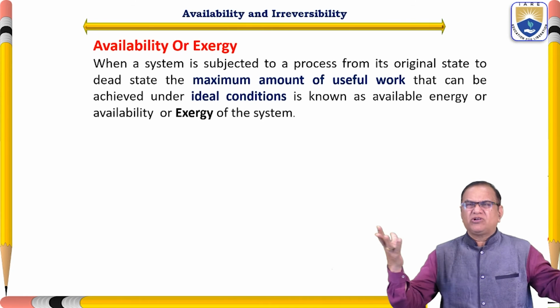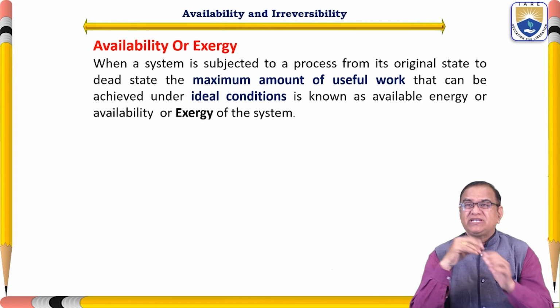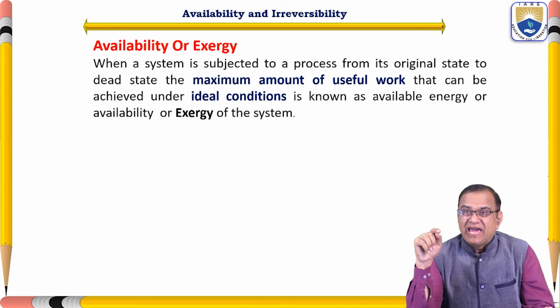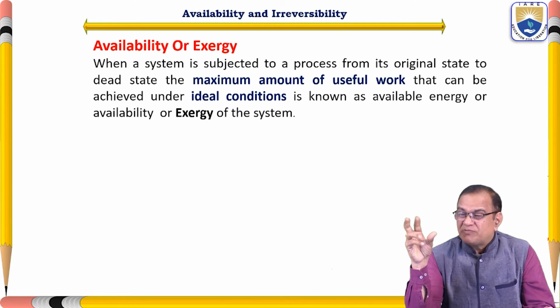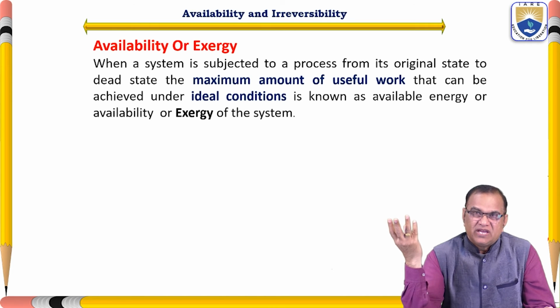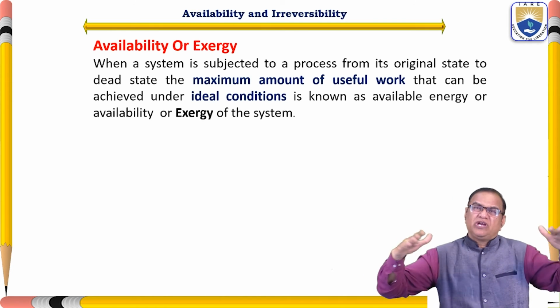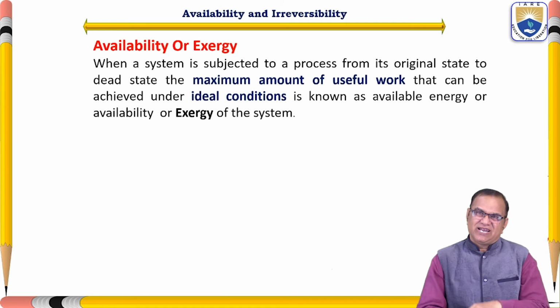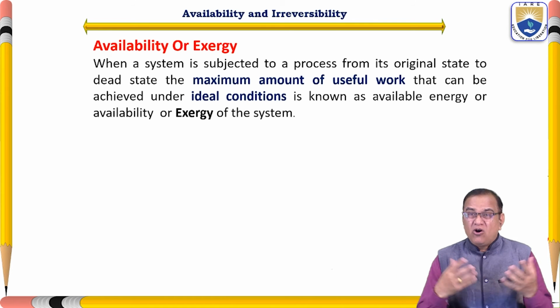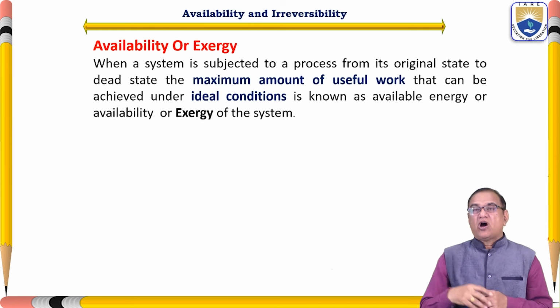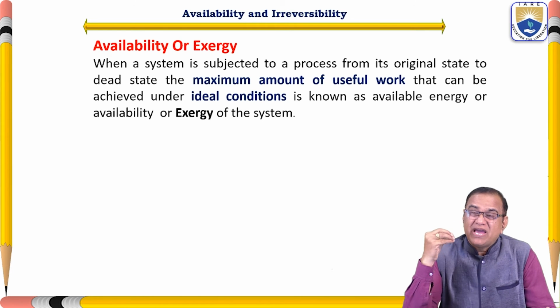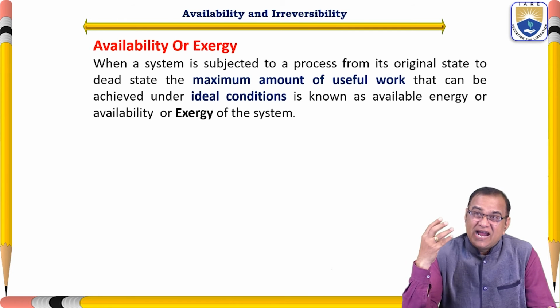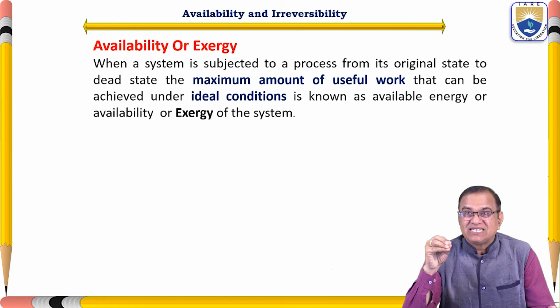So we may have a huge amount of energy. If you see the ocean, the heat Q is equal to m Cv dT. Assume the temperature is 40 degrees and the mass is huge. So the energy available is so much that the whole world can enjoy it. If you see the solar energy, so much energy is there. But how much are we able to use for useful work? How much energy can we use for the maximum amount of useful work? That energy, under ideal condition, is known as the available energy, or availability, or the exergy of the system.